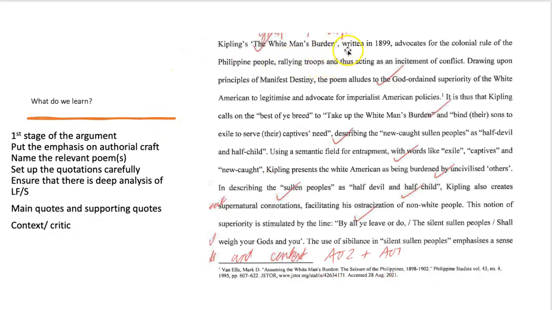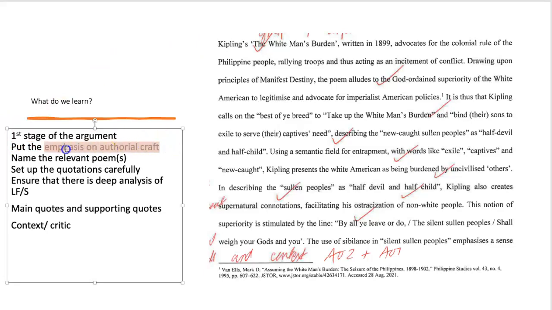In Kipling's The White Man's Burden, written in 1899, advocates for the colonial rule of the Philippine people, rallying troops and thus acting as an incitement of conflict. There's your topic sentence. There we see she puts Kipling at the front of the paragraph. I like that, because that then clearly has the first stage of the argument, but it puts the emphasis upon authorial craft, on what the writer's doing. I want to see the writer's name at least once in each paragraph, so that you're not just saying what they say, but how they say it, okay?